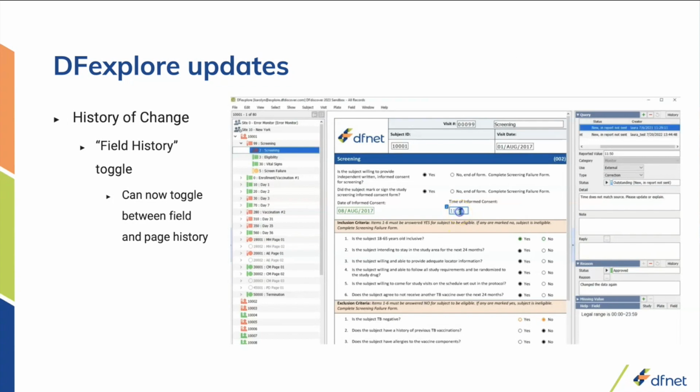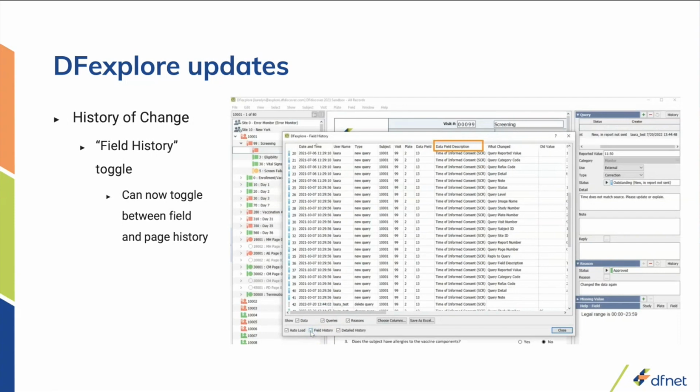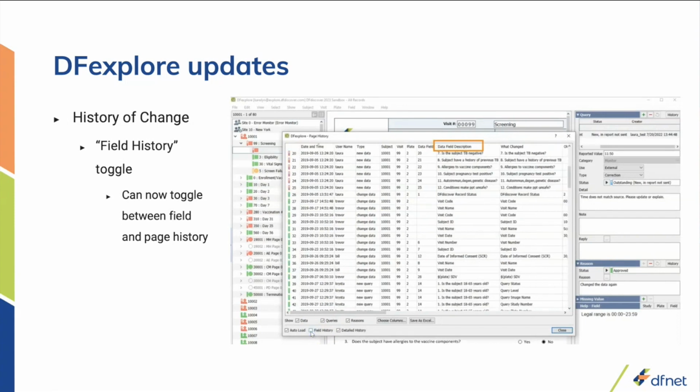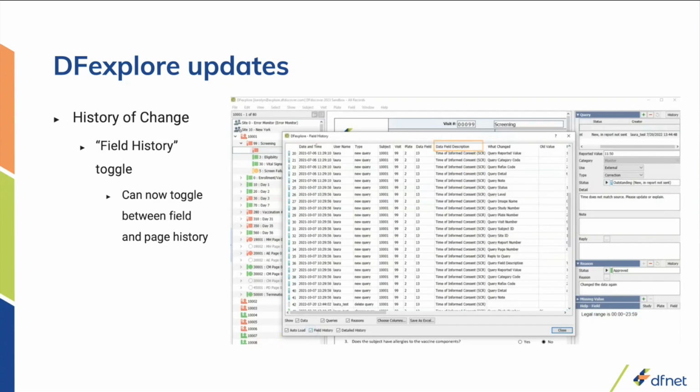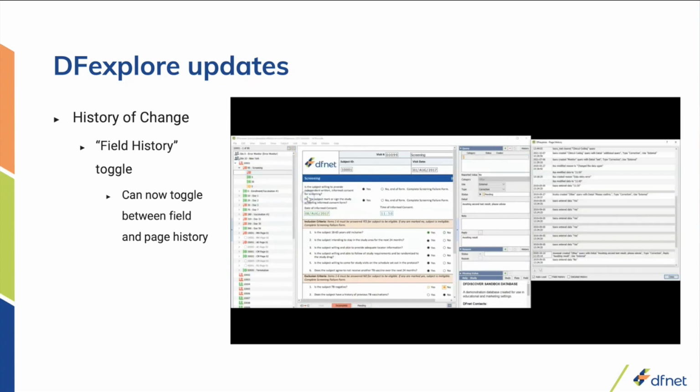In the history of change on a page dialog, we've updated it with a field history toggle to allow the user to switch between the field history and the page history. As you can see in this example, the page history is loaded, but the user can toggle between that and the field history by ticking the field history box at the bottom of the page. To show the entire page history once again, simply untick the box. This will save the user time rather than switching between both options in the toolbar.